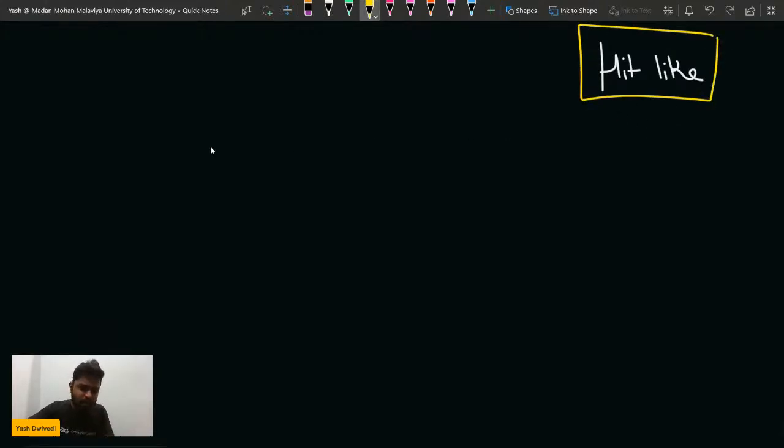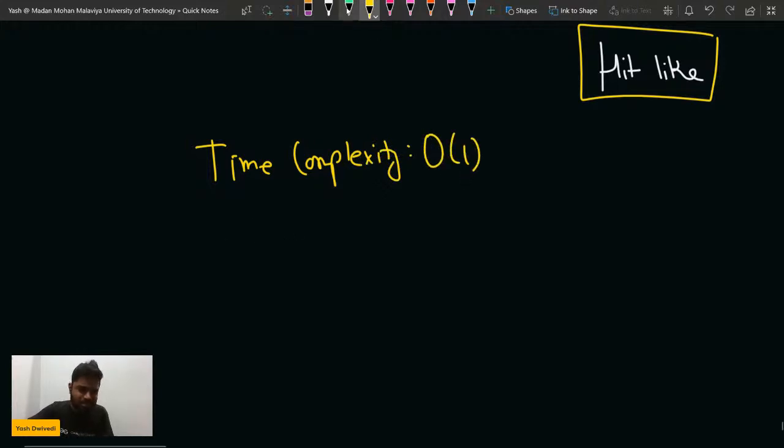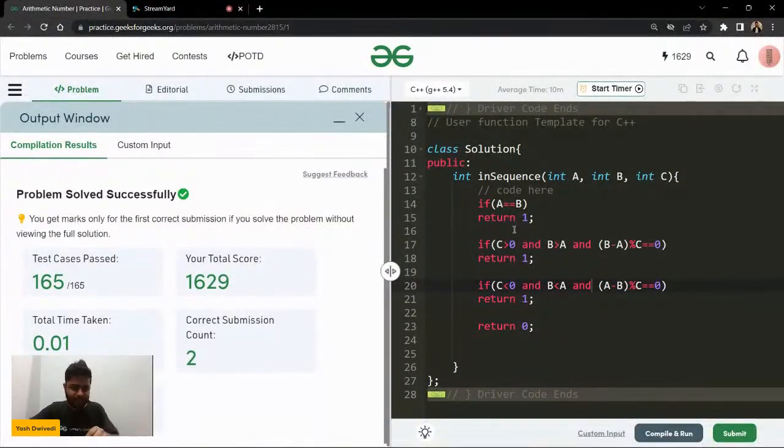Okay, so now that we have done this problem, what is the time complexity of my approach? The time complexity of my approach is going to be order of 1, constant time, because I'm just doing a modulo operation. And the space complexity of my approach is going to be order of 1, constant space. Is that clear?